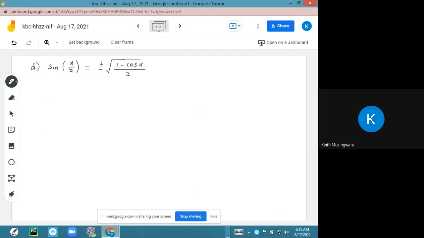Okay. So the proof of this, I don't know that we say left hand side or right hand side, but we'll definitely have left hand side as a starting point.